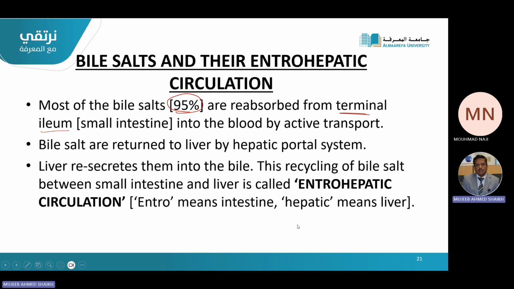Now the question arises: what will happen if there is a problem in the terminal ileum and the doctor removes the terminal ileum part? Suppose this is the terminal ileum. It is removed because of some tumor or some blockage. If it is cut by the surgeon, then what will happen? There will be no reabsorption of bile salts, and they will be lost into the feces.